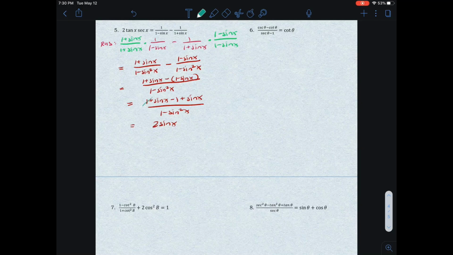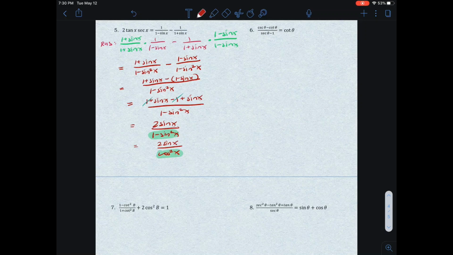Just so we're clear, these ones will cancel each other out. And then the bottom will be 1 minus sine squared of x. Now from here, what you need to notice is that 1 minus sine squared of x is just cosine squared of x. We're using that Pythagorean identity again. Right, this is the exact same thing as this.